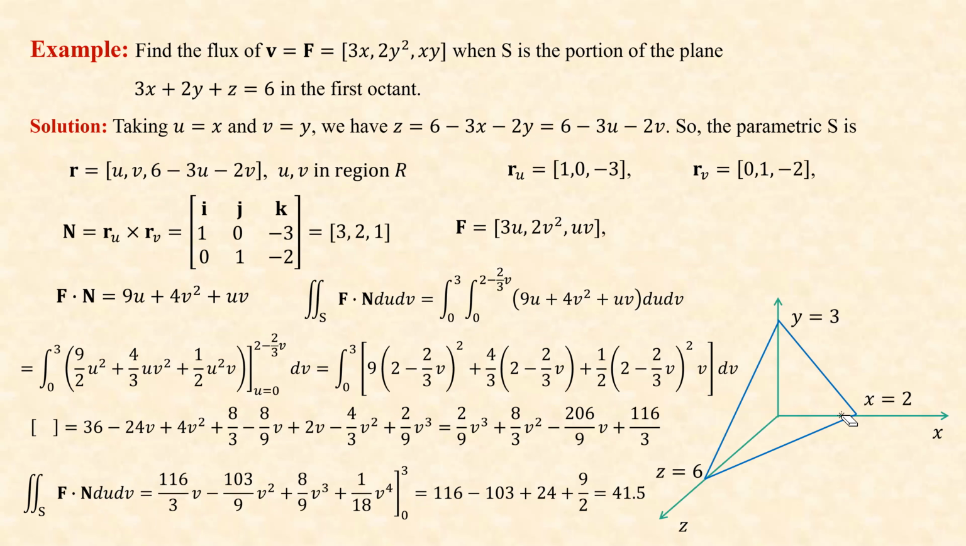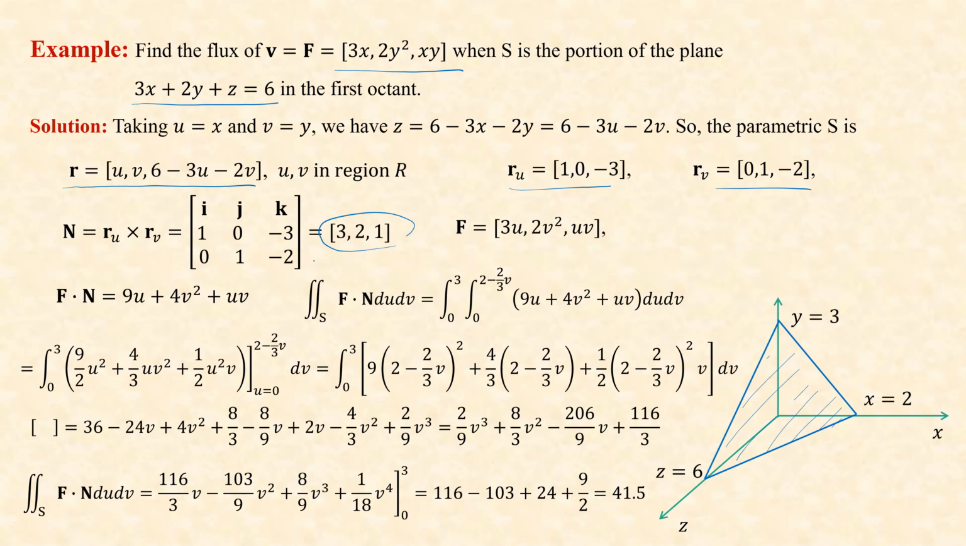So this is another example that I don't want to go into details on. This is another vector field, but this time it's going through a flat surface, passing through these 3 points. The surface is a plane that's given by this equation. So do the same procedure: u equal to x, v equal to y, and z becomes 6 minus 3x minus 2y, so 6 minus 3u minus 2v. So you get r like that, that's the parametrization. And then the derivatives become like this.